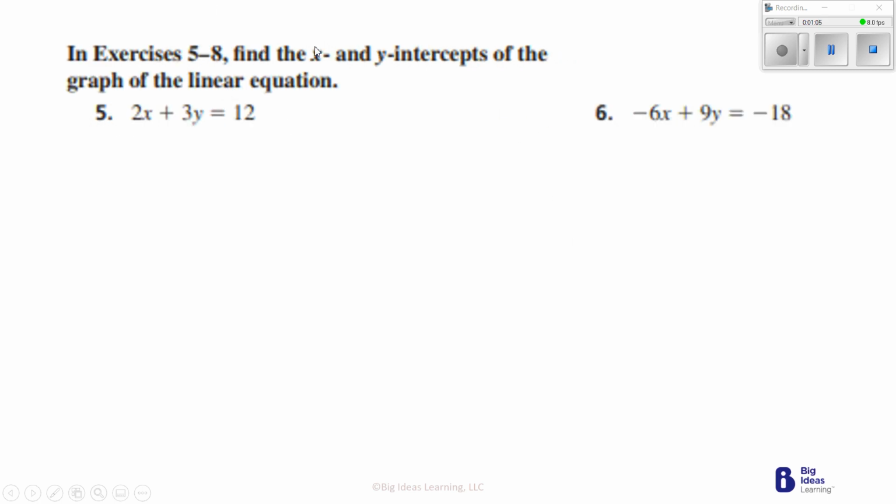Number 5 through 8 says find the x and y intercepts of the graph of the linear equation. So find the x and y intercept. I'm just going to work this one out. Remember, y always has to be by itself. So the first thing I'm going to do is put this in slope intercept form, which means I have to subtract 2x from each side.